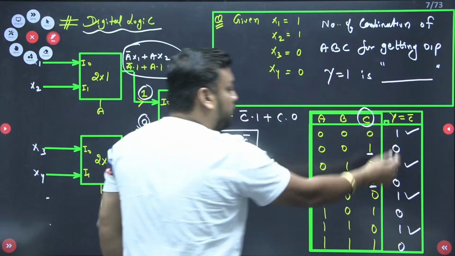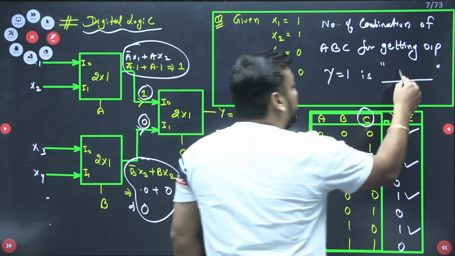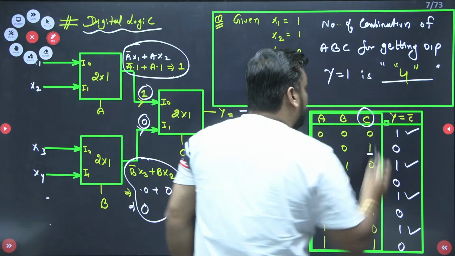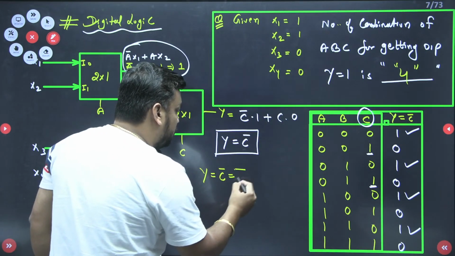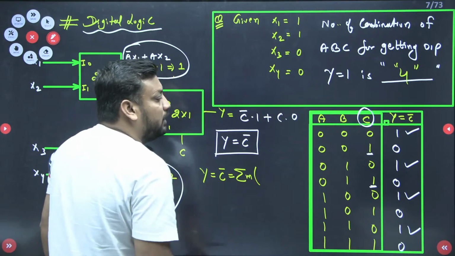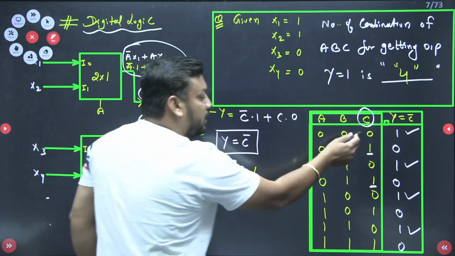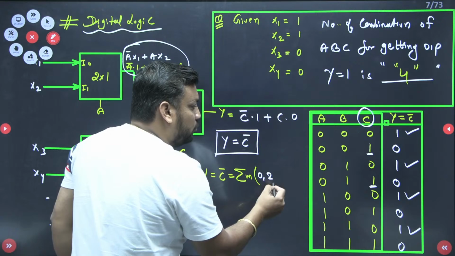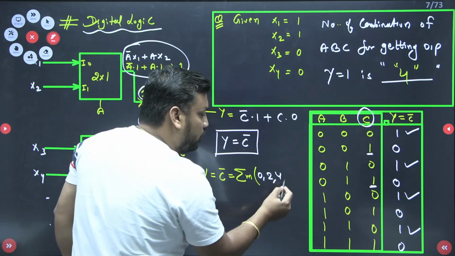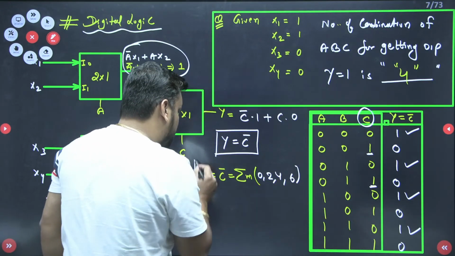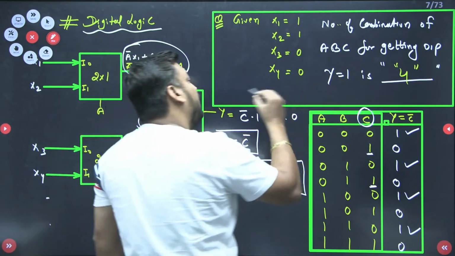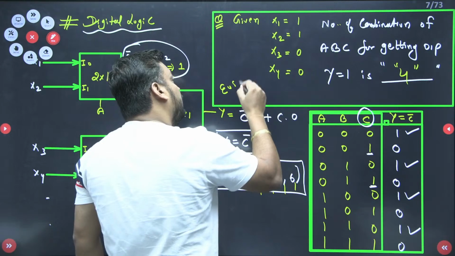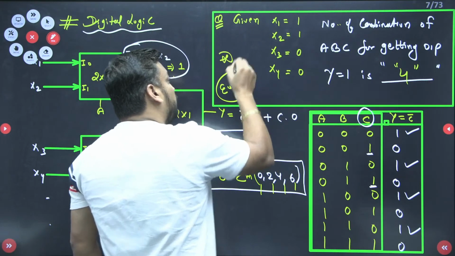You have to count all of them, 4 combinations. So the final answer for this question is 4 only. You can also write it like this: y equal to c bar is equal to sigma m. If you want to write it in the form of sigma m, you can write 0, 2, 4 and 6. So this will be your final answer, asking for the number of combinations, 4. I must say this is a very easy, scoring question, and you can easily solve it.